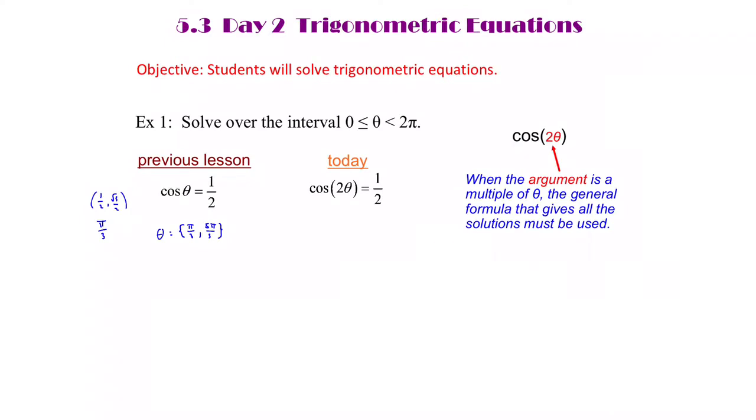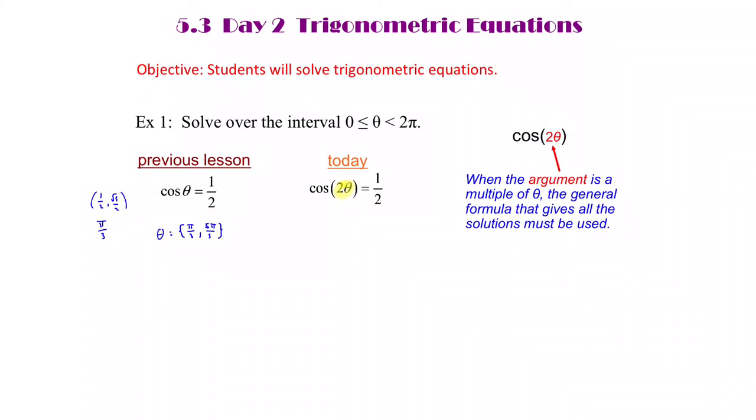Well, today what you're going to notice is now we have this angle, which is twice, or in other cases there'll be different things, but that's twice what the theta is. So how do we solve it if we say cosine of 2 theta is equal to 1/2? Well, when the argument is a multiple of theta, the general formula that gives all the solutions must be used. So going back to that day 1 when I gave you that general formula, we were only specifically looking between 0 and 2 pi, so we didn't necessarily need it. But today we're going to need it, so we're still going to set it up the same way.